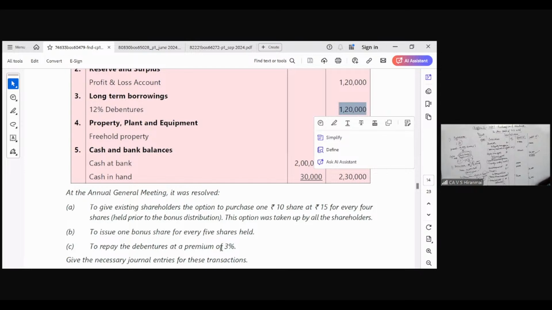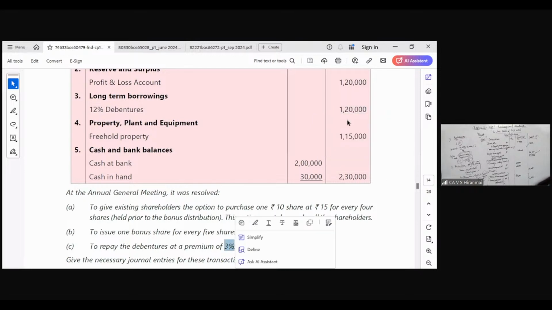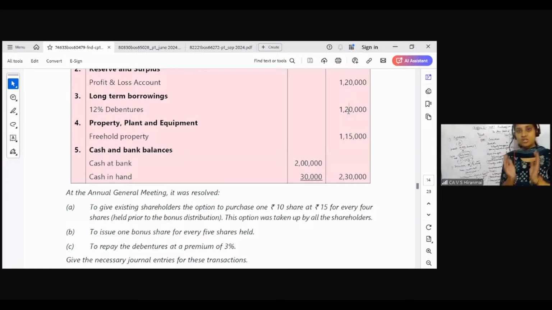1,20,000. On that, 3% comes to how much? Can somebody tell me? It will be 3,600. So the debentures are redeemed at 1,20,000 plus 3,600. So 1,23,600 is the entry we need to pass for the redemption.